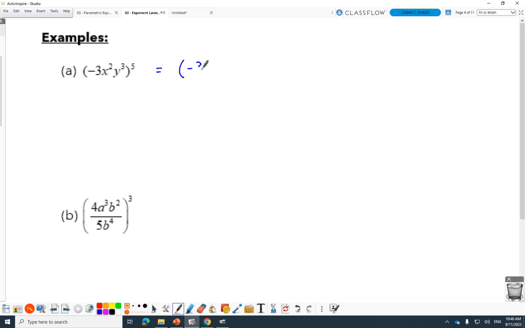-3 gets exponent 5. X squared gets exponent 5. And y cubed gets exponent 5. And then you get your phone out and you go to the Pizza Hut app and you order a pizza because you're like, hey, I'm home free now. I did the important first step.